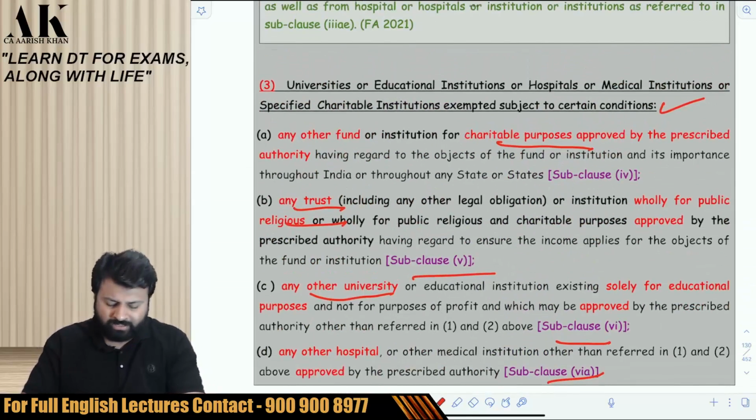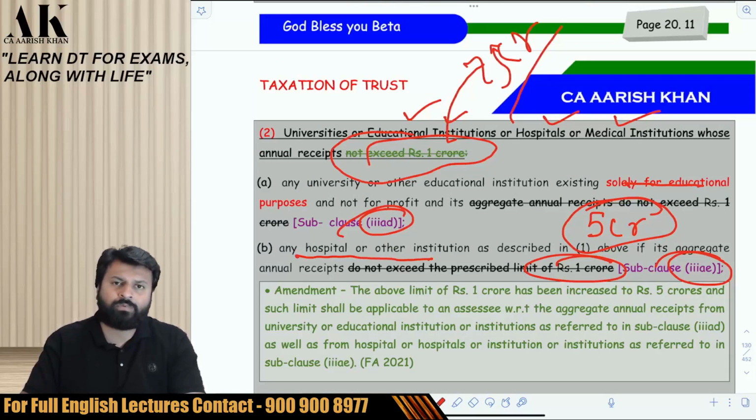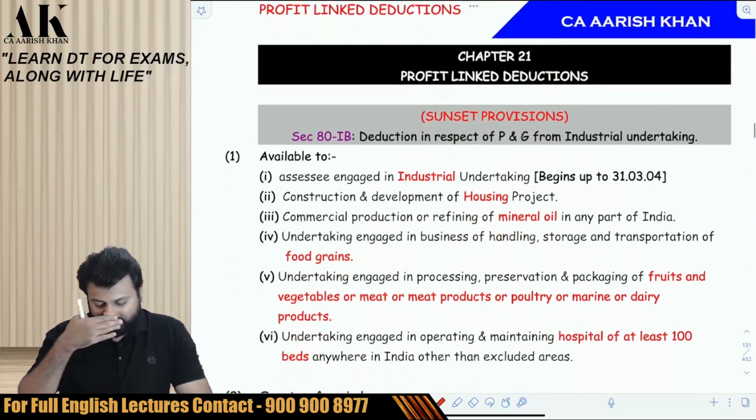Okay, nothing much important. You just need to keep this in mind, that this limit is increased from 1 crore to how much? 5 crore, because this is the Finance Act 2021 amendment. Okay. So let's go ahead with the next topic.